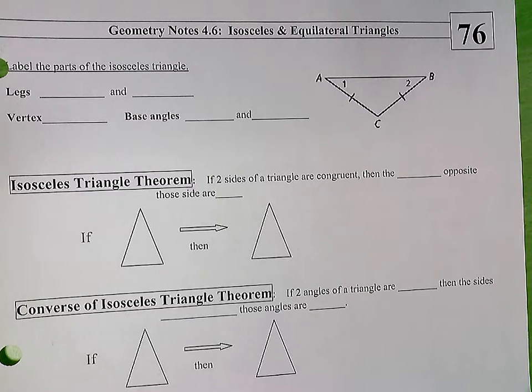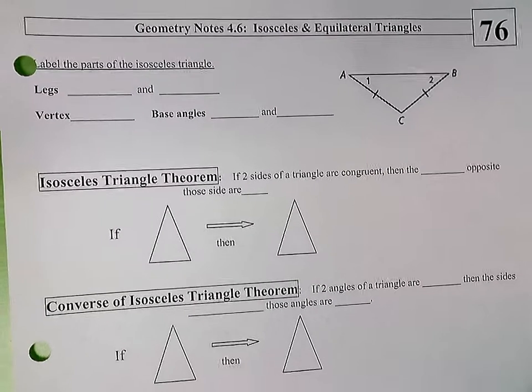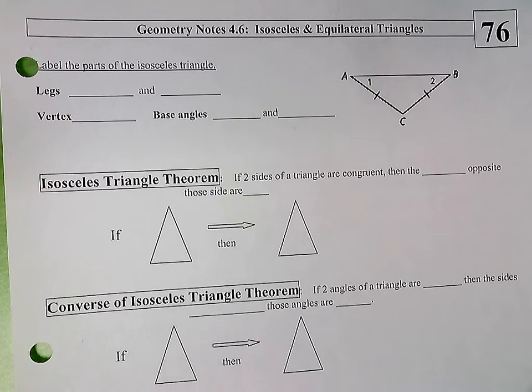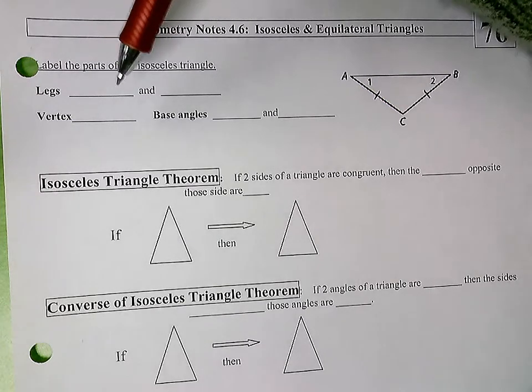Today we're going to go over isosceles and equilateral triangles. So yes, we've kind of talked about isosceles and equilateral, but now we're going to specifically talk about them. So first off, talking about an isosceles triangle, we're going to label the different parts.